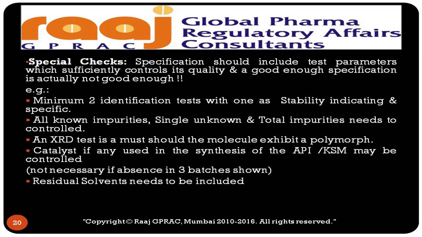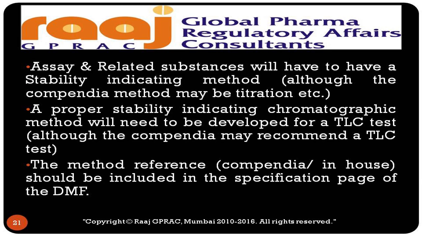So all known impurities, single unknown and total impurities need to be controlled. An XRD test is a must should the molecule exhibit polymorphism. Catalyst, if any, used in the synthesis of API, or key starting material, may be controlled. Not necessary if absence in three batches is shown, and residual solvents need to be included. Assay and related substances will have to have a stability indicating method, although the compendia method may be a titration.